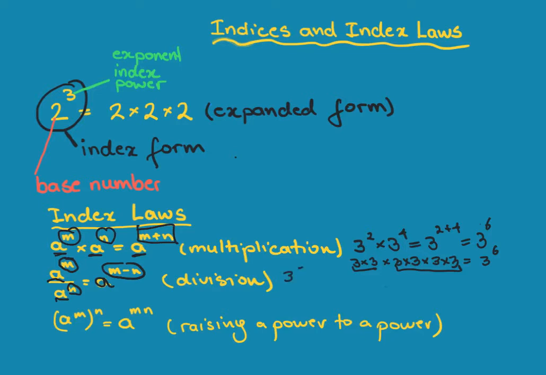So 3 to the power of 5 over 3 to the power of 2: copy the base, 5 take away 2, is equal to 3 to the power of 3. You can do something similar to what I have done for multiplication. For example, this 3 to the power of 5 can be written as 3 times 3 times 3 times 3 times 3, 5 times, divided by 3 times 3.